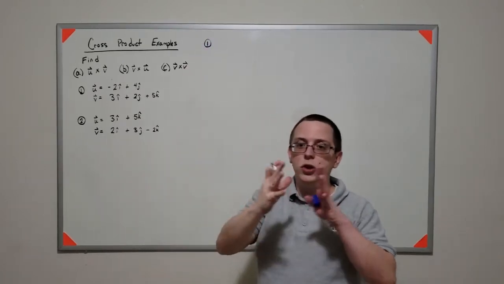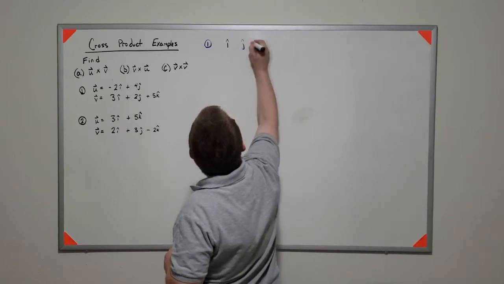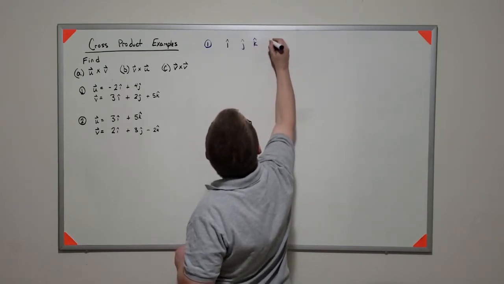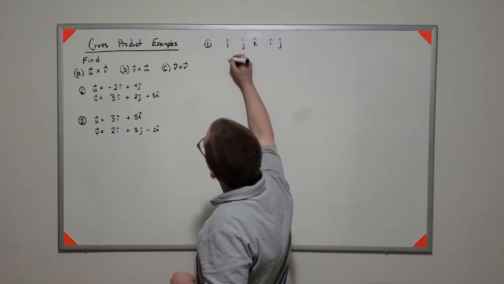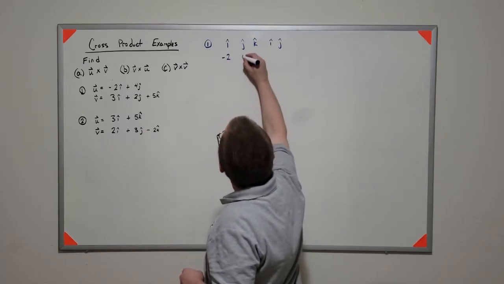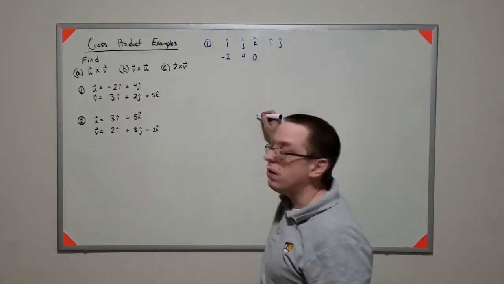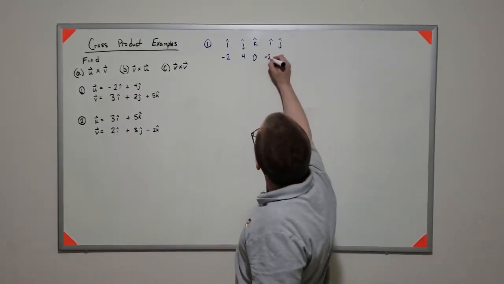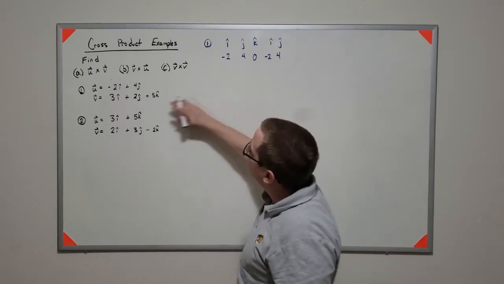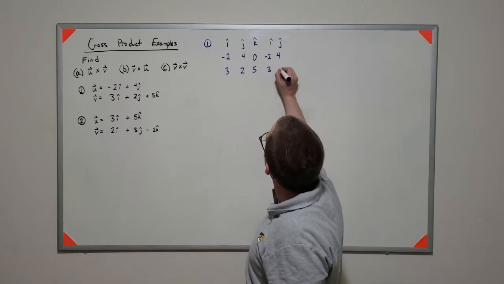So let's go ahead and construct our diagram. i, j, k, i, j. So we have negative 2i plus 4j. Now we don't have a k, so we write in a 0 for the k value. And then negative 2 and 4. And then we have 3, 2, 5, 3, 2.